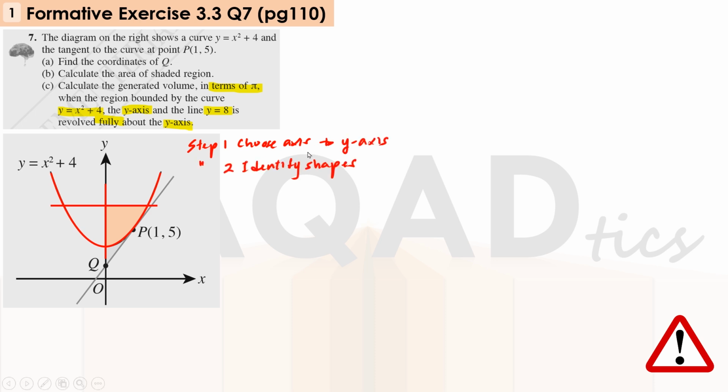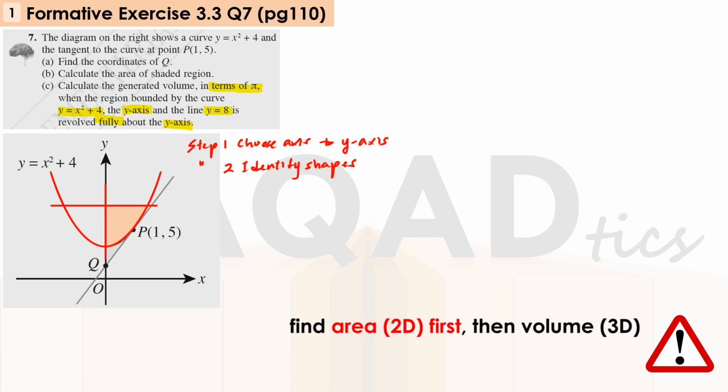Step 2 is to identify the shapes similar to finding area, but for this one I would recommend students to take a step back. Instead of finding volume, let's imagine ourselves we are finding area. Okay, so to find area and using this region, if you're using y-axis, this means this part is actually area under the curve, right? If we go from this way, this is actually area under the curve. So the whole region we can find through using integration, right?